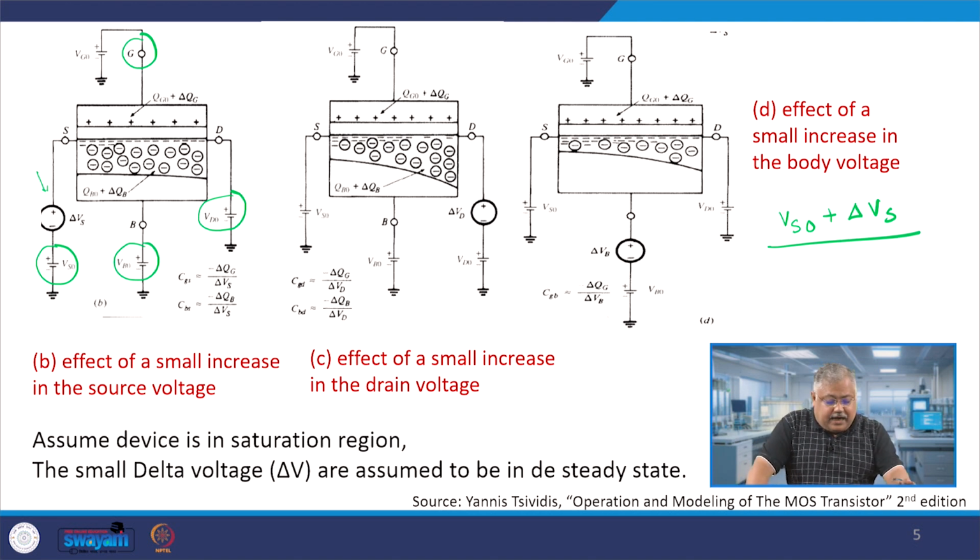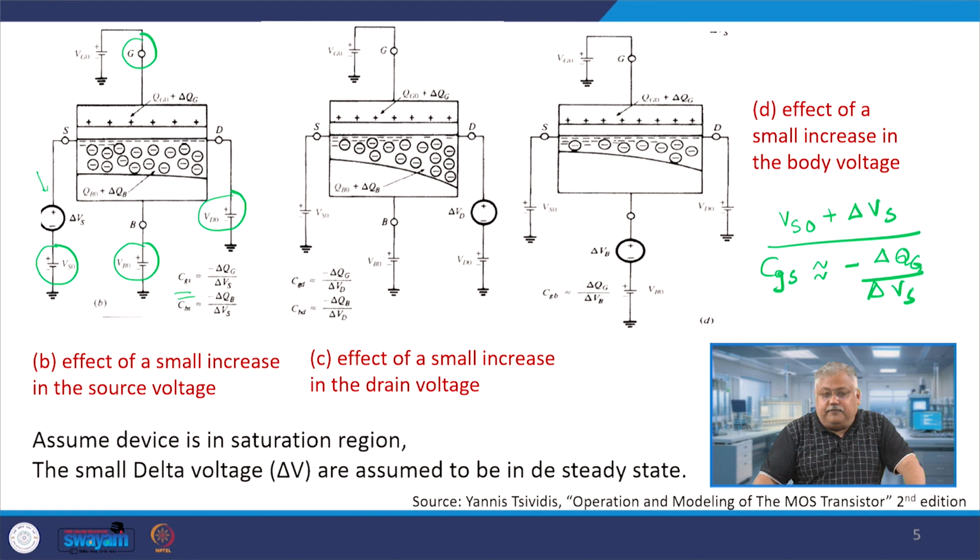Now, because of that, if you look very carefully, because you are putting a positive gate bias on the source side, there will be a decrease in the gate charge. You can understand why, since you are applying a positive bias, you are effectively pulling all the electrons away, and therefore the mirror charges will reduce. That is the reason we define CGS, gate to source, to be approximately equal to minus del QG by del VS.